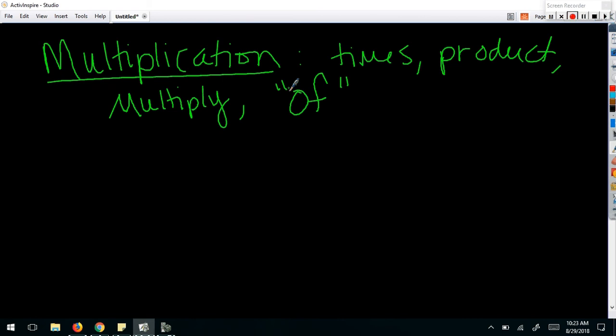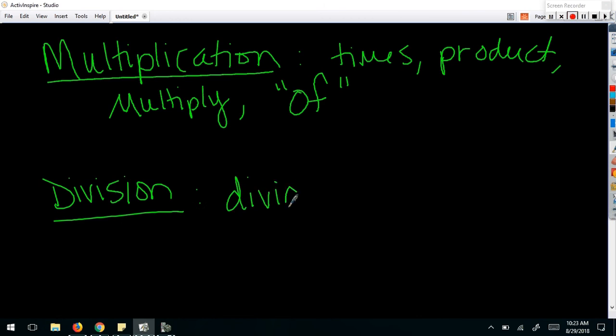How about division? Divide. What else? How about one that starts with a Q? Good job. Quotient, maybe, and I just put divide, maybe it says divided by, divides, the division of, any form of that divide word.